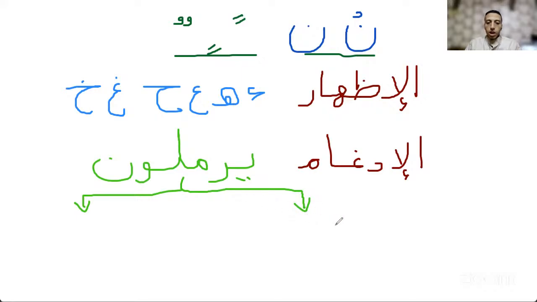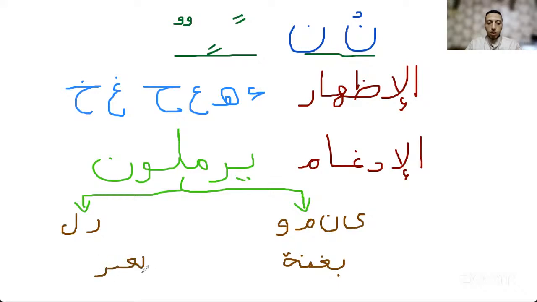We said that we have ya, noon, mim, and waw. These 4 letters we have for idgham bi ghunna, which means with making the ghunna sound. We also had idgham without ghunna, which has 2 letters, which are ra and lam. Ra and lam are for idgham بغير غنة, which means without غنة.